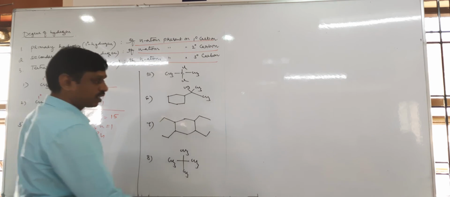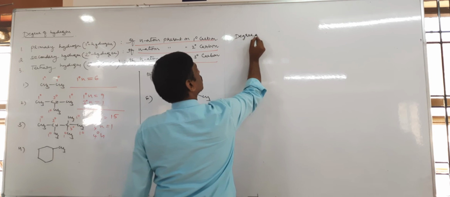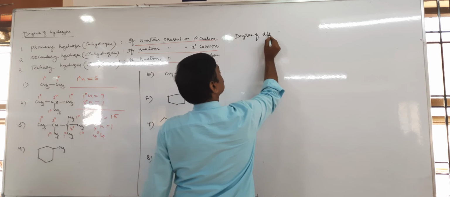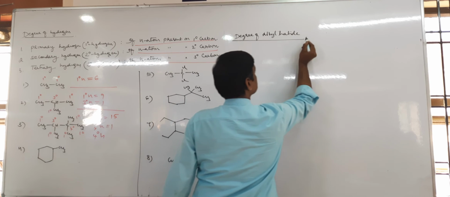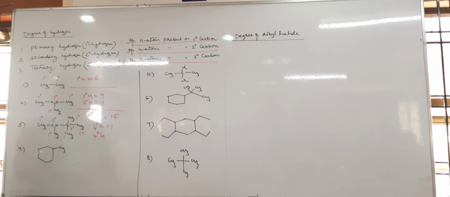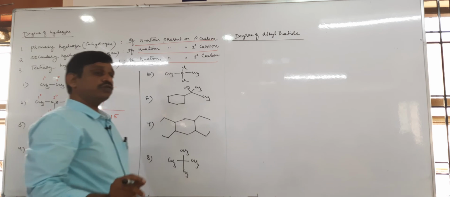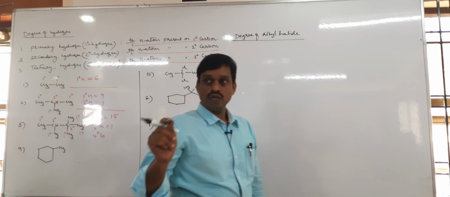Next, degree of alkyl halide. Right, so degree of carbon and degree of hydrogen are completed. Next is degree of alkyl halide. It is also similar. It is based on the attachment of halogen to carbon.